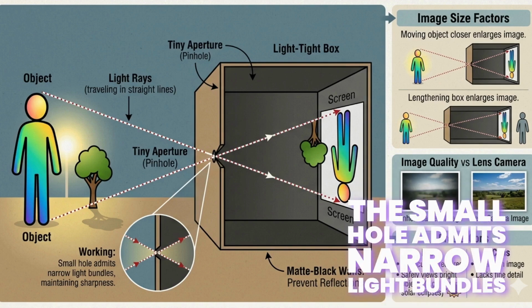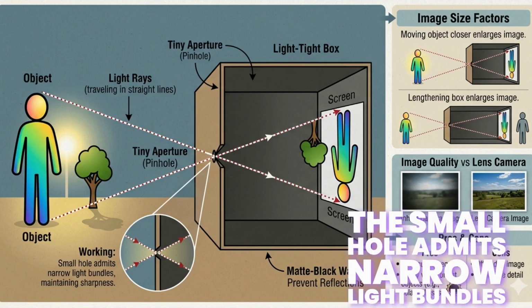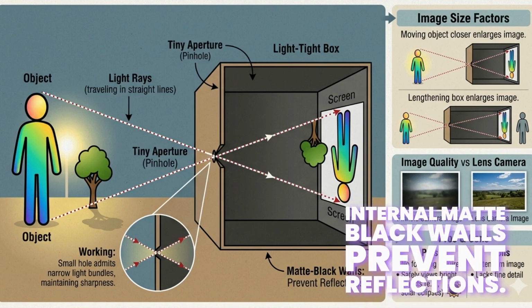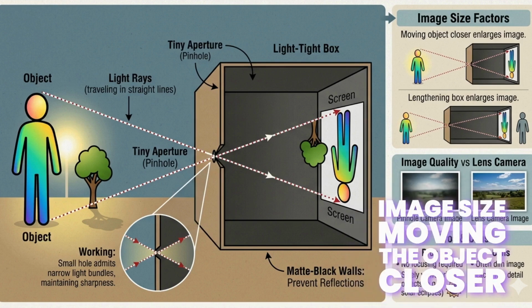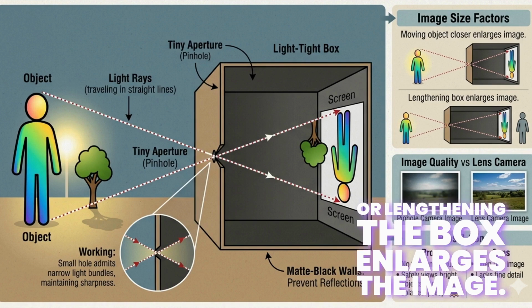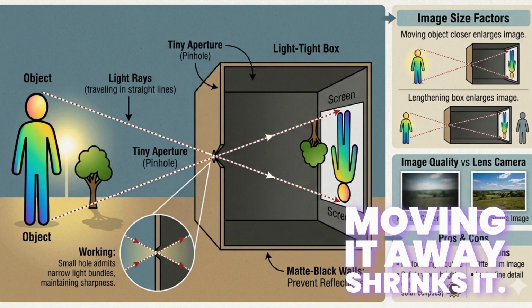Working. The small hole admits narrow light bundles while blocking others to maintain sharpness. Internal matte black walls prevent reflections. Image size. Moving the object closer or lengthening the box enlarges the image. Moving it away shrinks it.